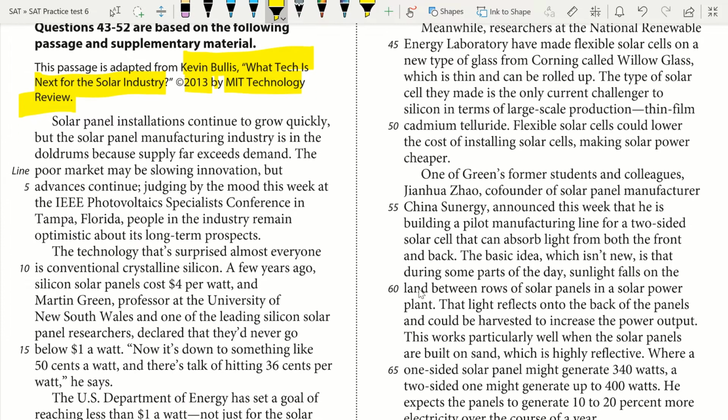Solar panel installations continue to grow quickly, but the solar panel manufacturing industry is in the doldrums because supply far exceeds demand. The poor market may be slowing innovation, but advances continue. Judging by the mood at this week's IEEE Photovoltaics Specialist Conference in Tampa, Florida, people in the industry remain optimistic about long-term prospects for solar.